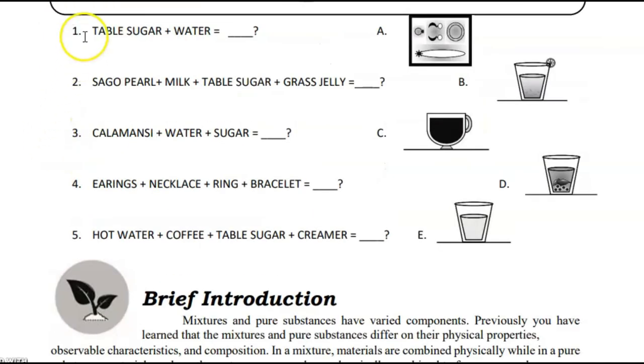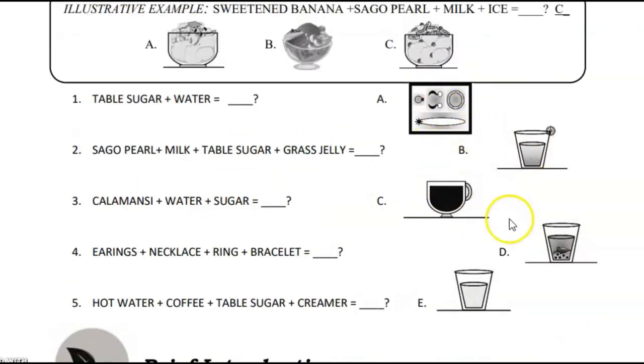Let's now move on. So we have here 5: table sugar plus water, sago pearl plus milk plus table sugar plus grass jelly, calamansi plus water plus sugar, earrings plus necklace plus ring plus bracelet, and hot water plus coffee plus table sugar plus creamer. Example natin tong number 4, earrings plus necklace plus ring plus bracelet. So let's choose the correct answer here, A, B, C, D, or E. What's the correct answer? Very good, the correct answer is letter A. We have earrings plus necklace plus ring plus bracelet. So you're going to write here letter A.